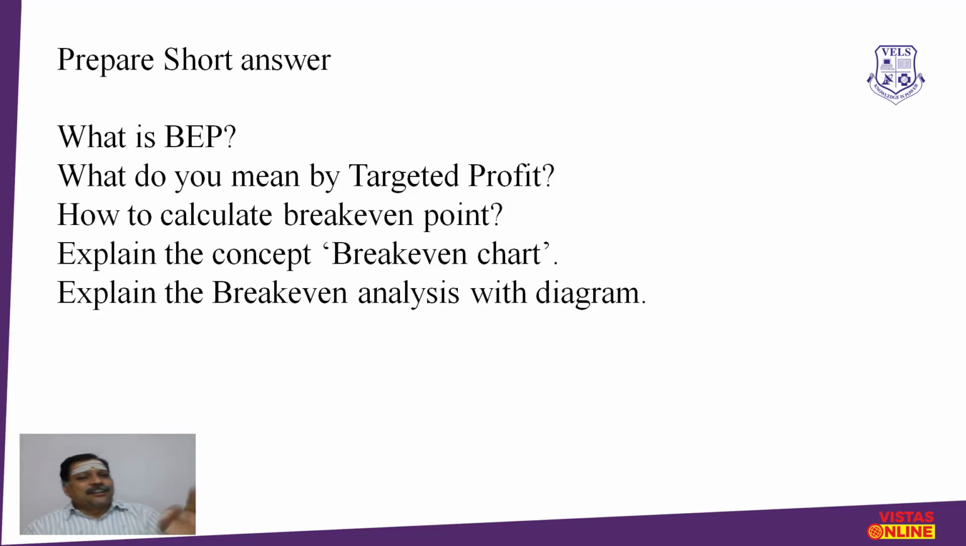And explain the concept of break-even chart. A break-even chart is nothing but expressing the break-even point in a graph, measuring the output on the horizontal axis, and cost and revenue on the vertical axis, by drawing the total revenue curve and the total cost curve. The point at which the total cost intersects the total revenue is the break-even point. That diagram we call the break-even chart. Explain the break-even analysis with a diagram. If you explain these 4, it is a Section B question.